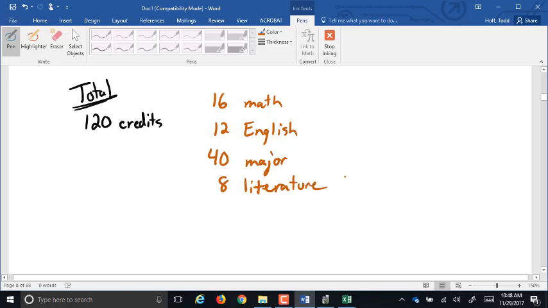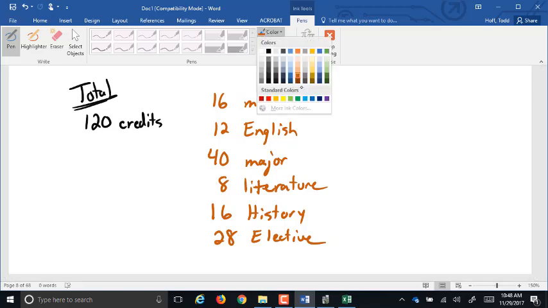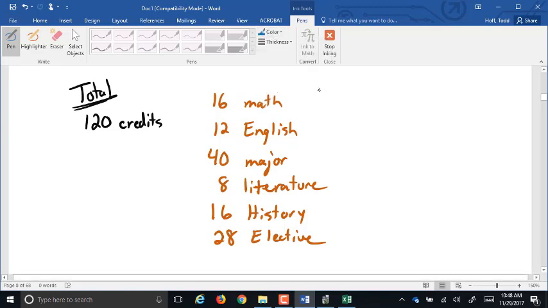And see where we're sitting at there, 60, 76. Oh, let's say you're required to have 16 credits of history and 28 elective credits. If I wanted to break down the credits within your degree, what type of graph would be the best way to show what portion of your degree is each type of credit? Perfect. A pie chart or a circle graph.